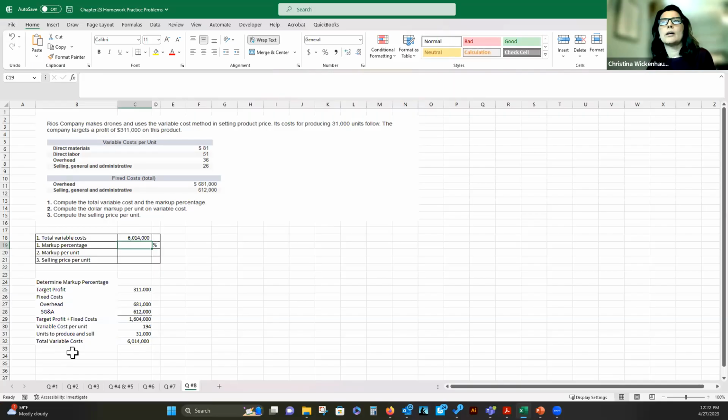And then our markup percentage can be found. I'll show you how to do that now. So I'm just going to do it here. And that is going to be taking our target profit plus fixed costs and dividing it by our total variable costs. So we have a markup percentage of 27%.